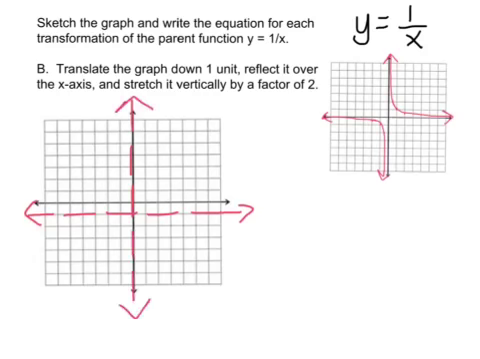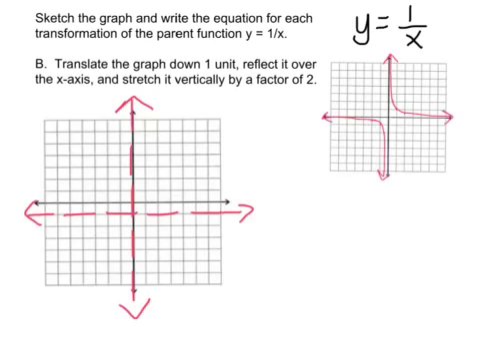We're not translating left or right at all, so the vertical asymptote is going to remain the same right on the y-axis. Now we have to consider what happens when we reflect over the x-axis. And if we reflect over the x-axis, this portion of the graph that's up here in the top right is going to flip down and now be in the bottom right. And this portion that's in the bottom left is going to reflect up here to the top left.